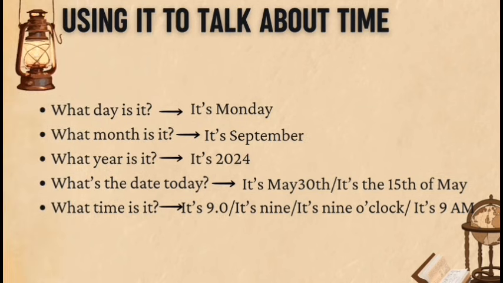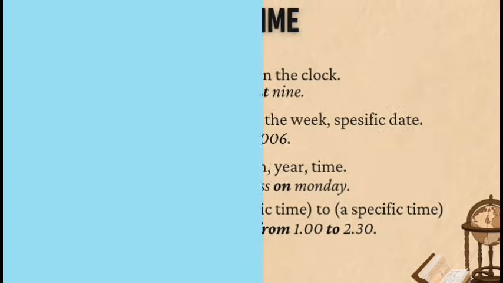Using it to talk about time. In English, people use it to express time. For example, what day is it? It's Monday. What month is it? It's September. What year is it? It's 2024. What's the date today? It's May 30th or it's the 15th of May. What time is it? It's 9 or it's 9 o'clock or it's 9 a.m.